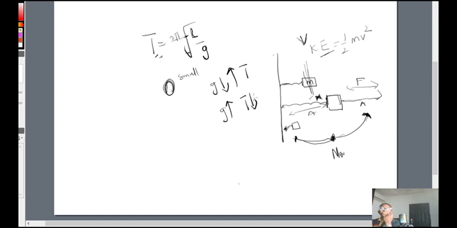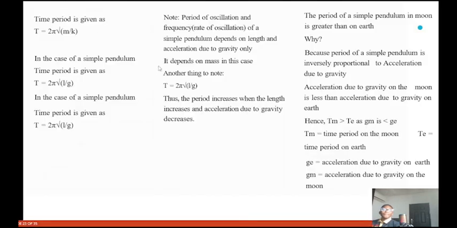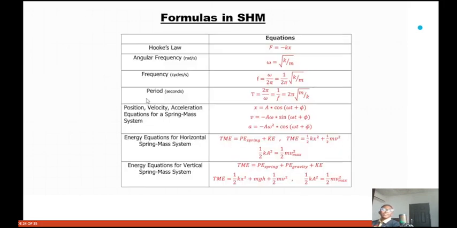And that is what we are trying to explain here. That acceleration due to gravity on the moon is less than acceleration due to gravity on the earth, and that is why the period of a simple pendulum on the moon is greater than that on the earth. And these are the formulas. I just put the formulas here together so that you can remember.